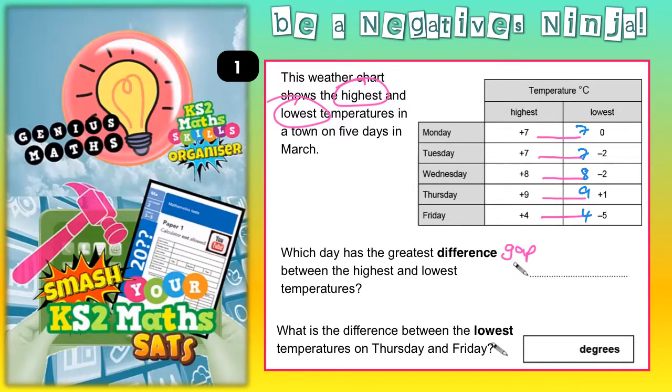Friday, it's 4. The lowest number should really go the other end of the number line, the start of the number line. So Monday, the lowest is 0. -2 Tuesday, -2 Wednesday. Thursday is 1. And Friday is -5. So all I've actually done there is I've swapped the highest and lowest numbers round to be at the right end of the number line.